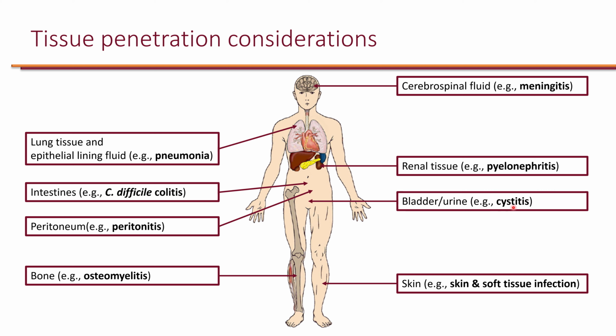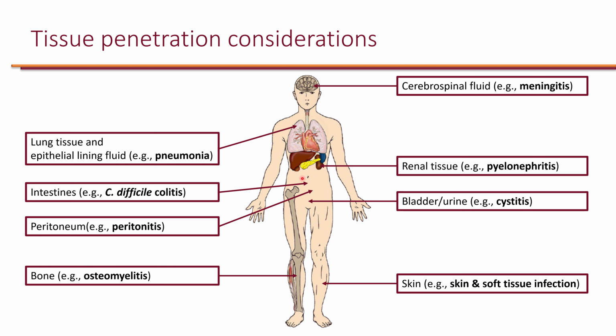If you're treating a urinary tract infection like cystitis, you want to make sure that the drug actually goes to the urine. For example, if a drug is not renally cleared, it's not going to go to the urine. So even though you get a large concentration of the drug in the blood, it's not going to go to the urine, so you want to choose something that does. And so on and so forth. For skin and soft tissue infection, you want to make sure it penetrates the skin. For bone infections, which we call osteomyelitis, you want to make sure you get bone penetration.